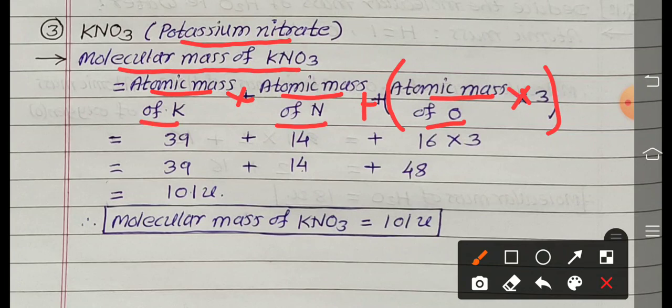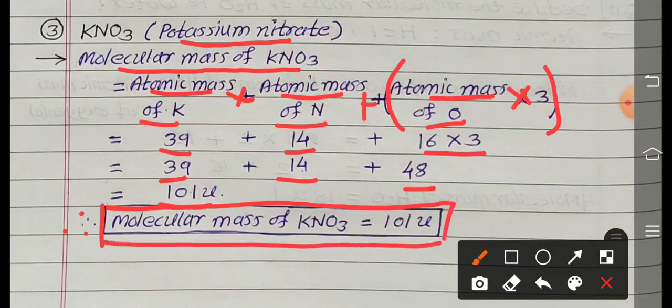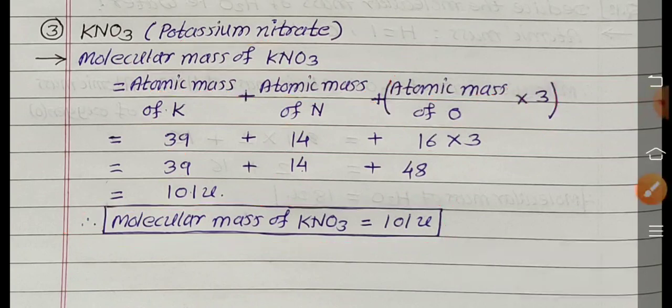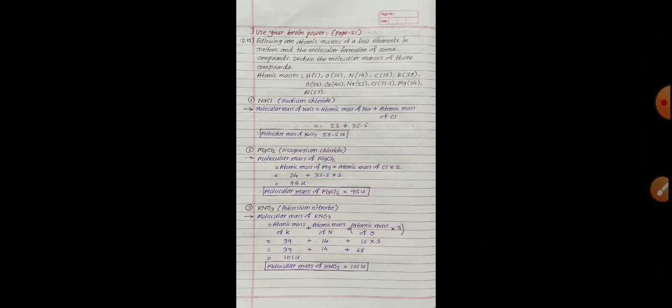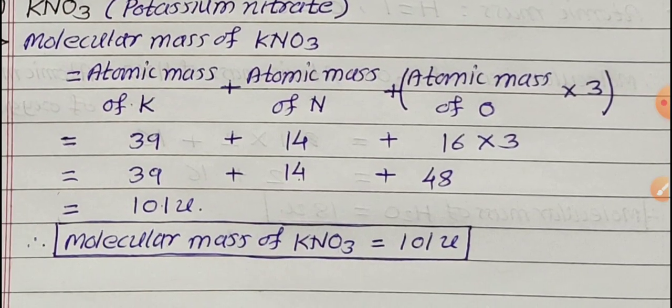So, atomic mass of potassium is 39 plus nitrogen 14 plus oxygen 16 multiplied by 3. So, 48. So, 39 plus 14 plus 48. Answer is what? 101 Dalton. At the last, you highlight your answer. Molecular mass of KNO3 means potassium nitrate is equal to what? 101 Dalton. So, in this way, you try to find out the molecular masses of the given compounds. Clear? All are getting? So, in the same pattern, you write down the answer.